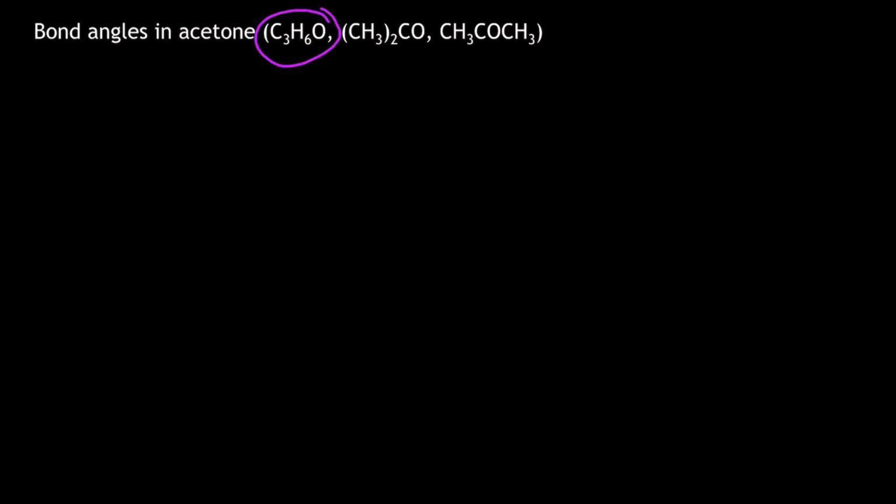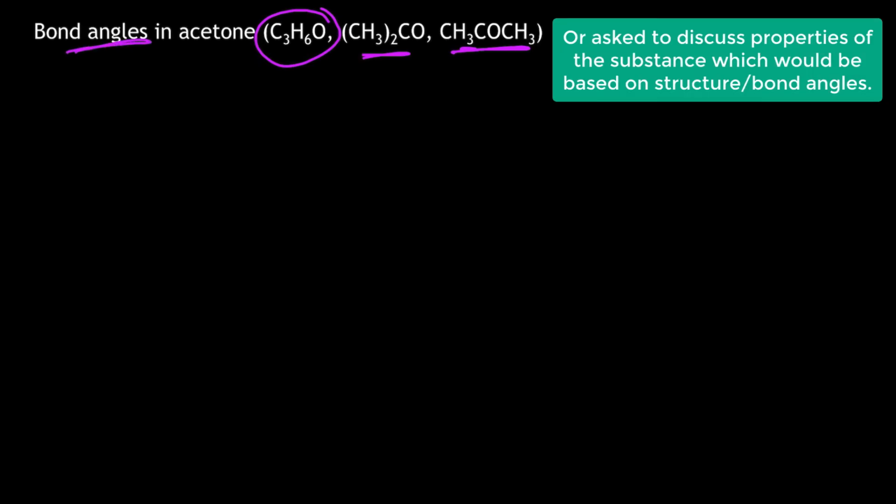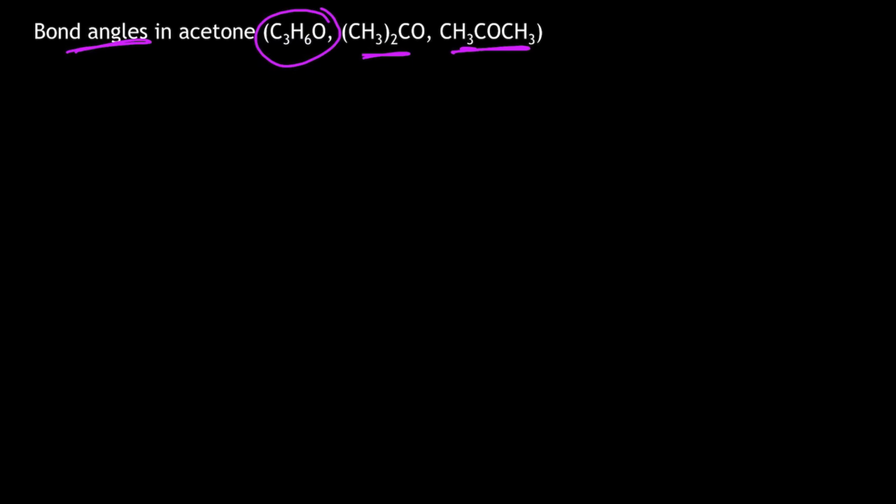Bond angles in acetone. So this is the condensed formula for acetone. These two are what you're more likely to see on, say, the AP Chem exam, especially if you were asked to determine bond angles or something like that. So in order to determine bond angles, step one is to draw a Lewis structure. So again, we have more than one carbon, so then we understand, ding, ding, ding, carbons are going to form our backbone.